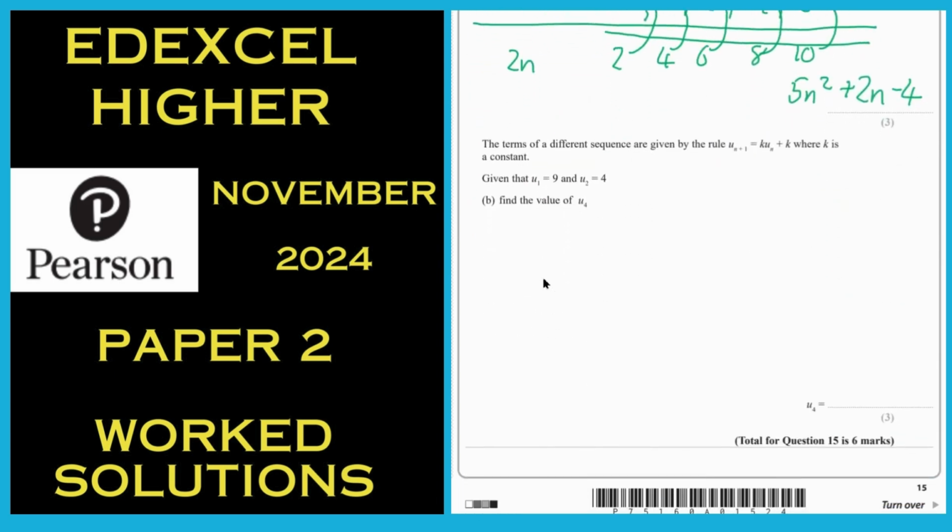On we go. The terms of a different sequence are given. I know people don't like this. It's called the inductive definition. They don't like this terminology. Just read it to yourself and say that what it really means is to get the next number, you substitute in the current number. That's it. In other words, to get the next number, which is 4, we sub in the current number. The current number is the first number, 9.